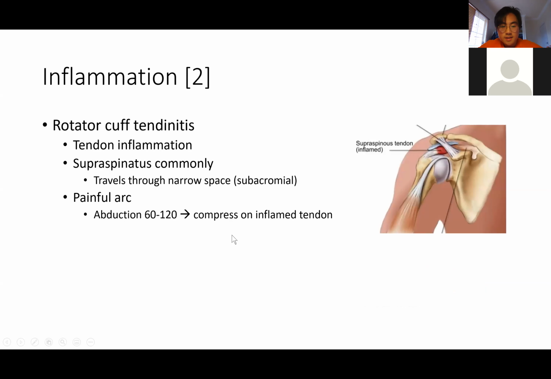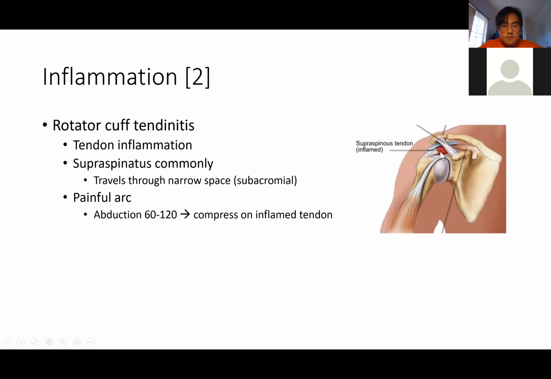Next, we have rotator cuff tendonitis, which is inflammation, itis, of the tendon. Supraspinatus is the most commonly affected one because it travels through a very narrow space, the subacromial space. If you remember the other muscles of the rotator cuff, they pretty much aren't limited by any spaces. Now, once you get inflammation of this tendon, you're going to get what's called the painful arc. So it's going to be difficult to abduct your arm between 60 and 120 degrees, okay?